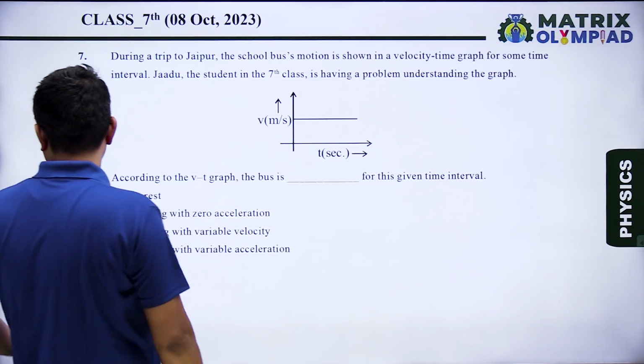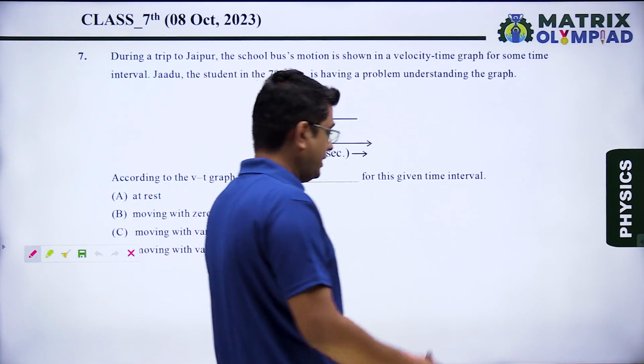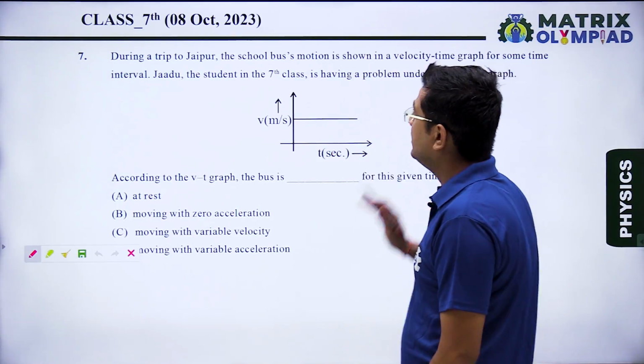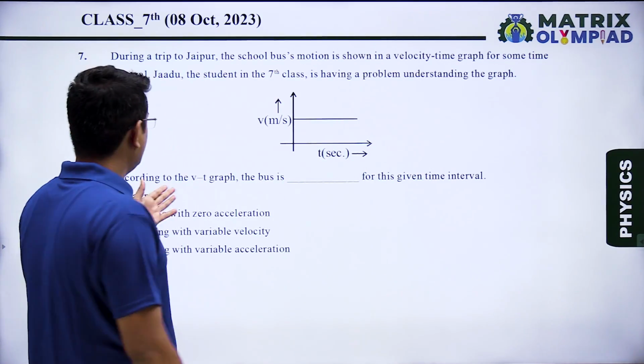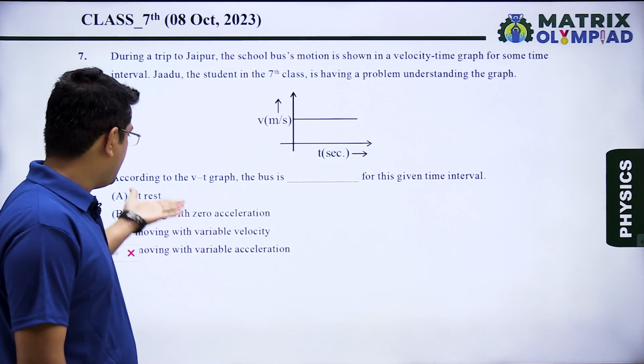Next question, question number 7. In question number 7, a case is given here and we have a graph between velocity and time. According to this velocity time graph, we have to answer in which condition the bus is.